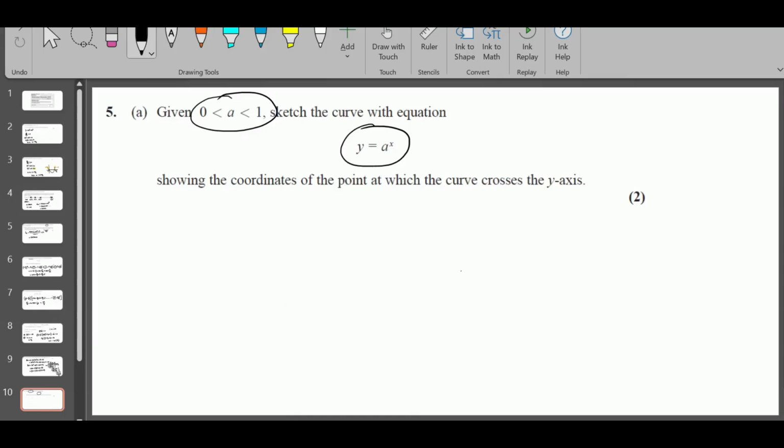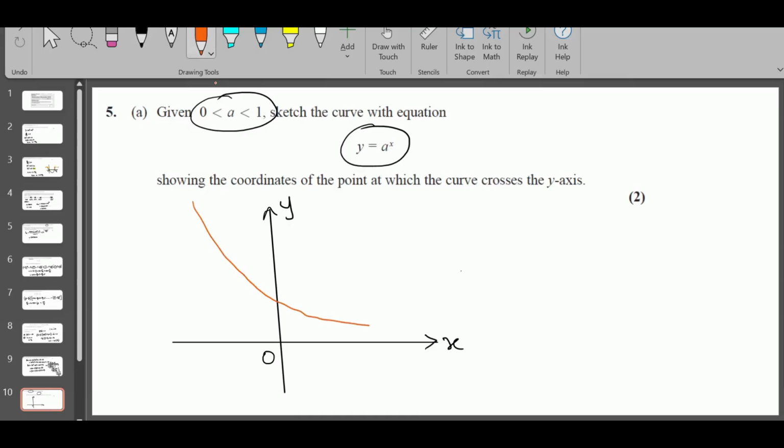So draw the y-axis, x-axis, and always label the axis first on the origin. And draw this graph without touching the x-axis, and the y-intercept is 0, 1. That's all, nothing else. You'll be given 2 marks for this.